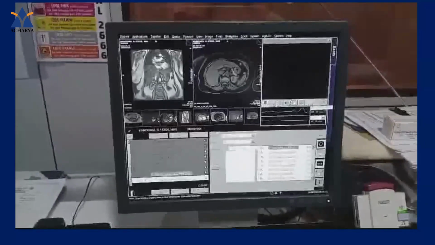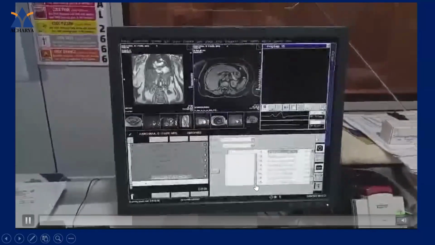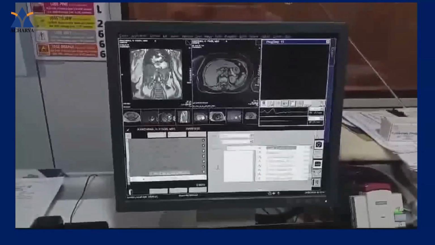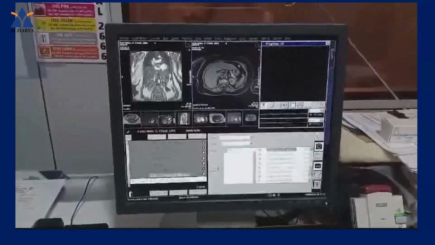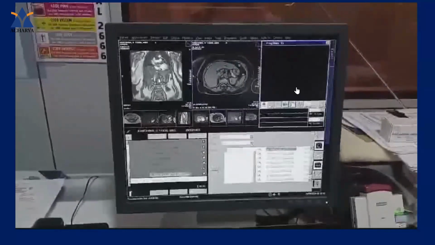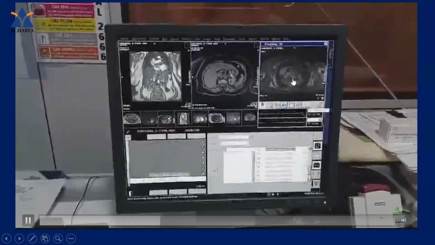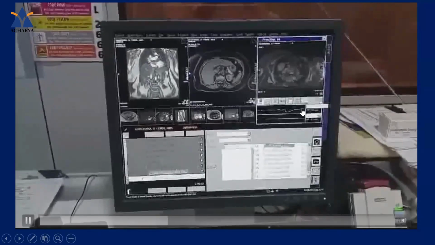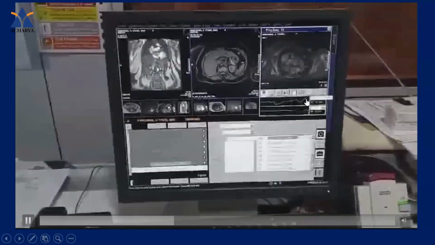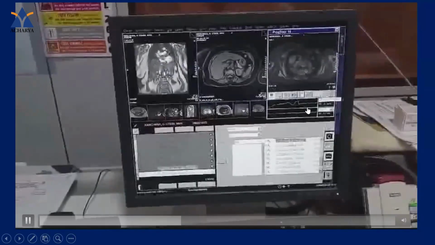So this is the first phase after the contrast injection with the help of the pressure injector. You can see the image here. A nice image. The patient is holding their breath very nicely. You can see here this one.